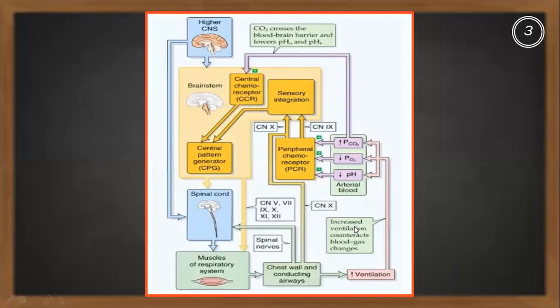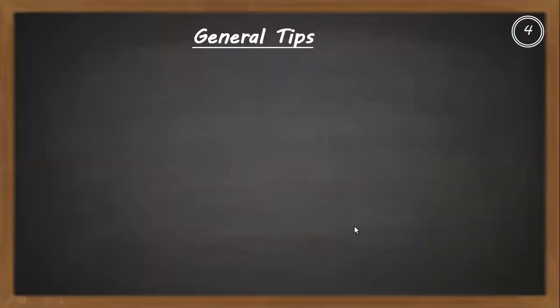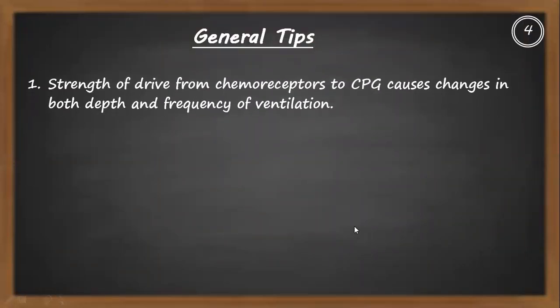Now we'll be talking about a few general tips. Tip number one: the strength of the drive from chemoreceptors, whether peripheral or central chemoreceptors, to the CPG or central pattern generator, causes changes in both depth as well as frequency of ventilation. So that is what we mean by modulation of its action. Modulation of action of CPG here means that it can increase or decrease both the depth as well as frequency of ventilation.